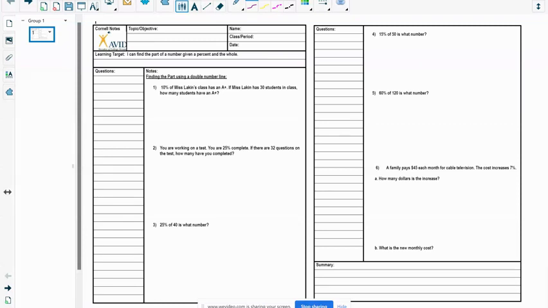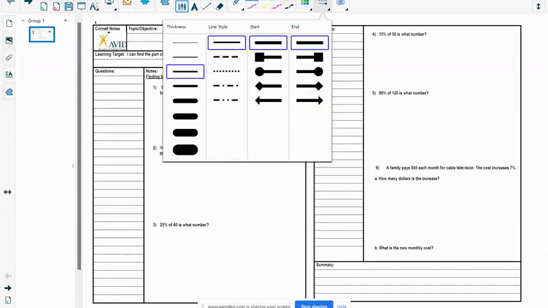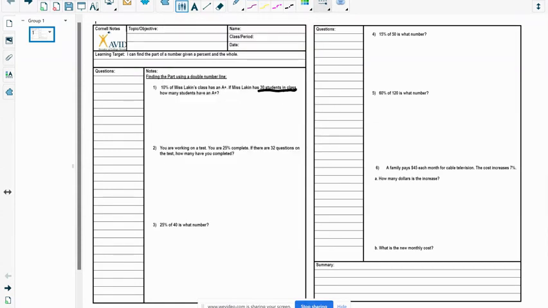Okay. 10% of Miss Lakin's class has an A+. So that means 10% has an A+. Miss Lakin has 30 students in class, so that's going to be my total number of students. And this is my percent, right? So just notice how we're missing the part. We want to know how many students have an A+. So we can start off by drawing our double number line.